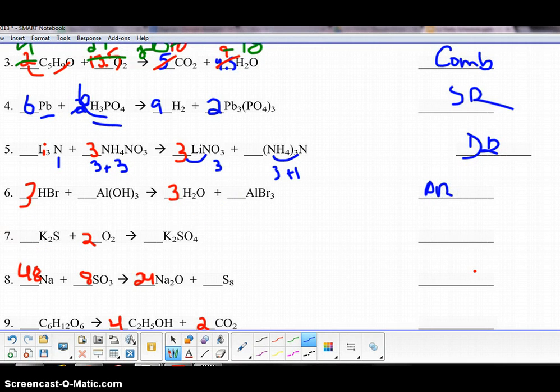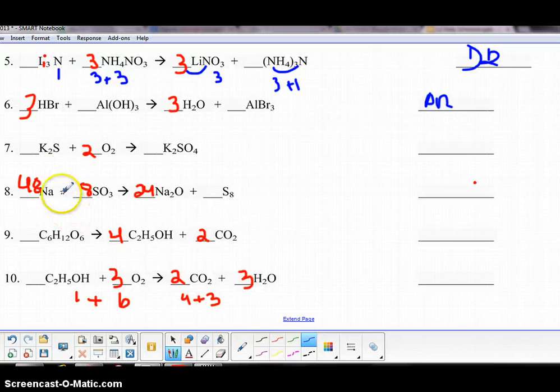Number 7 was pretty easily balanced, so I went ahead and it has 3 things. So it's a synthesis or a decomposition. 2 becomes 1. It's a synthesis. This one wasn't really hard. Just have some big numbers. Probably saved, I don't know, sulfur maybe? I don't know. So sulfurs I balanced actually first. Then my oxygens, then my sodiums. It works out. So what kind of reaction is this?